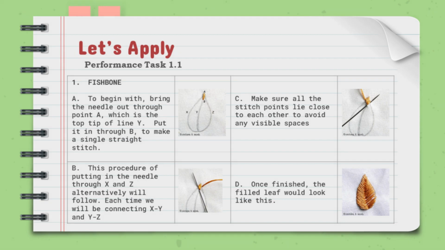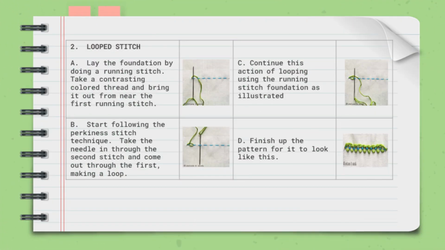Let's apply so that you have learned something by doing this activity. Performance task number 1. To do a fishbone, follow the steps accordingly in this chart. To do a loop stitch, follow the steps accordingly in this chart.